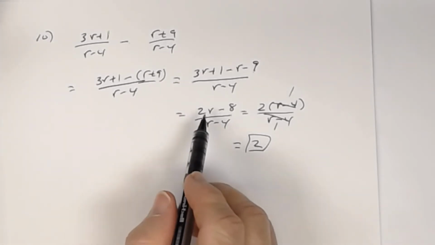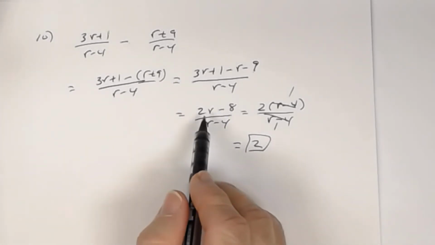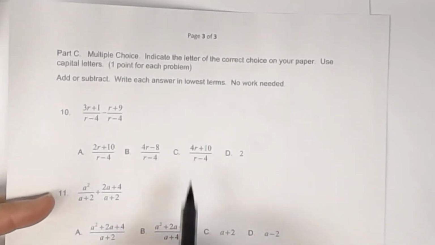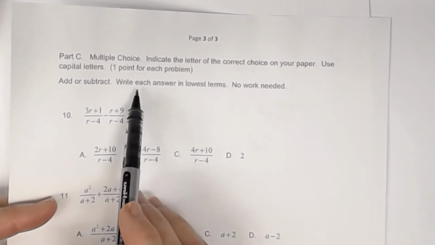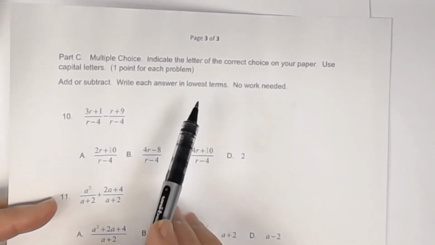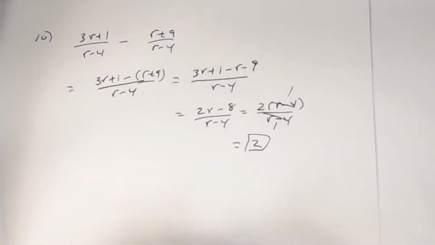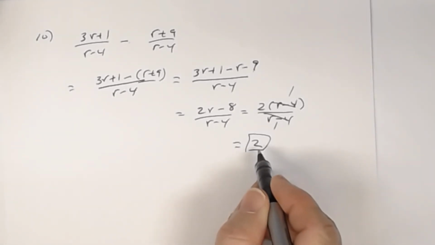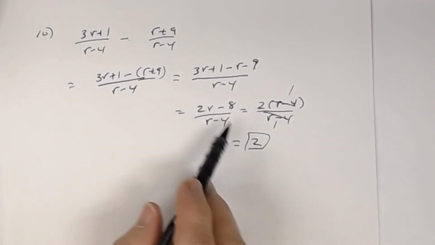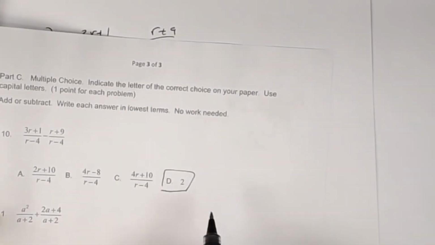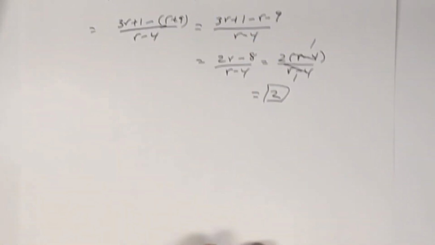So you don't stop here and think that's the answer. First of all, it's not a choice, but it could have been, because it does say write each answer in lowest terms. So you need to know to write your answer in lowest terms. But the correct answer is 2. So the answer is 2 there. But notice you did have to do some work, even though I did say no work needed.